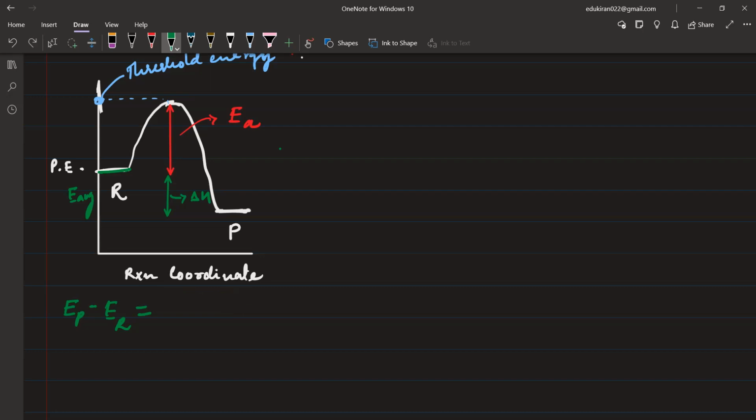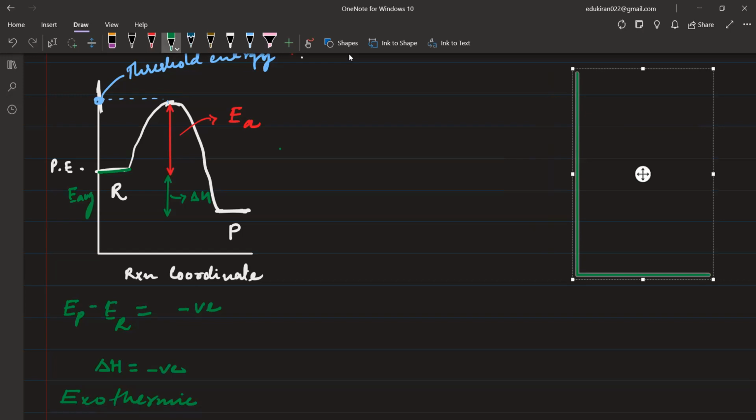Okay. Now, so if product energy is lower, reactant's energy is higher. That means final minus initial energy will be negative. And if this is negative, I can say delta H is equal to negative. And when delta H is negative, this reaction will be what? Exothermic. That means it is going to give you energy. Okay. Next, moving on. The case where delta H is going to be positive.